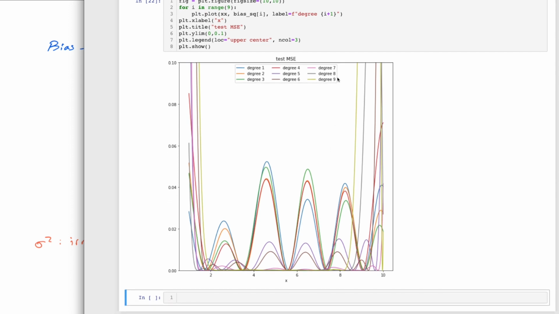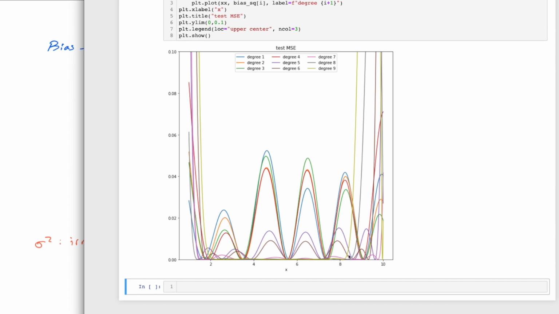So the degree 9 polynomial, you can see that it's the olive one. The mean squared error is really, really high at the endpoints, so high that it didn't even come into our plot. And that's, again, an artifact of the model, not really anything to do with the bias variance decomposition. And so you can see that it achieves pretty low test error across the board.